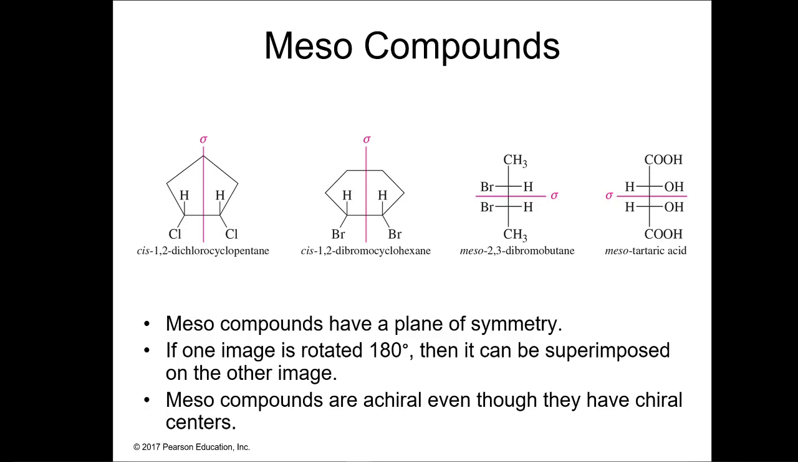Meso compounds are a special case where you have an internal plane of symmetry. If you have 2 chiral centers with identical constituents, then one of the stereoisomers is going to have an internal mirror plane. So even though these are 2 chiral centers, this compound is not chiral because it has an internal plane of symmetry. I can rotate this 180 degrees and it's the same compound. So this is not chiral. Think about ring structures. Those are called meso compounds. They're achiral compounds, even though they have chiral centers.